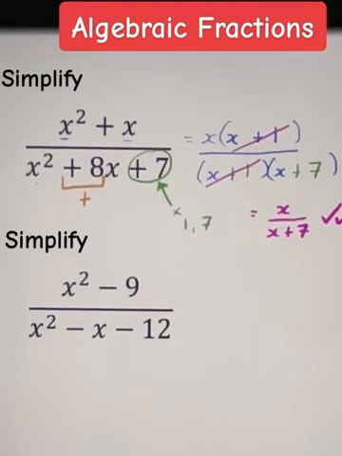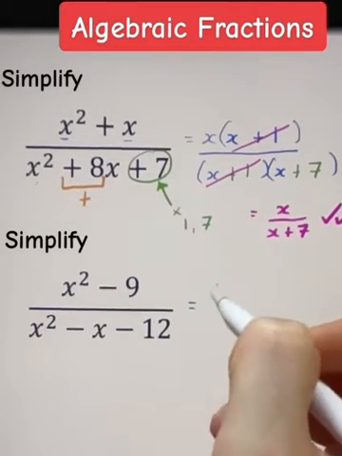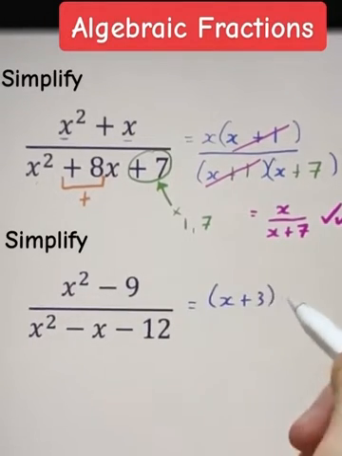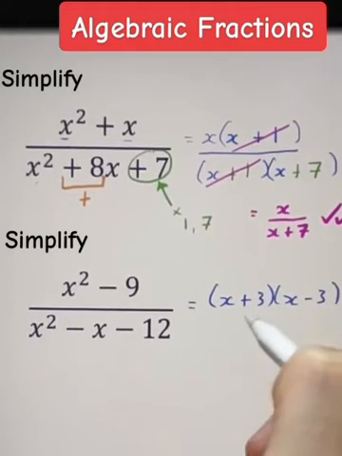For question 2, again, as we see pluses or minuses on the top or the bottom of our algebraic fraction, we start by factorising the top and the bottom separately. On the top, we should notice that this is difference of two squares, as we've got a squared term, subtract a squared term, as 9 is 3 squared. Therefore, the top factorises into x plus 3 multiplied by x minus 3.